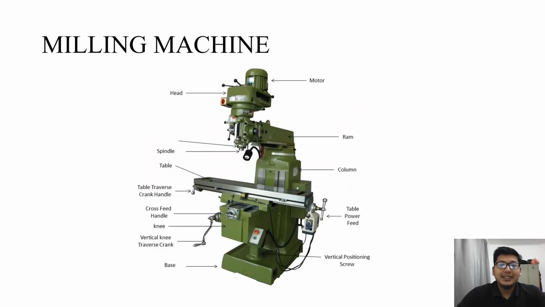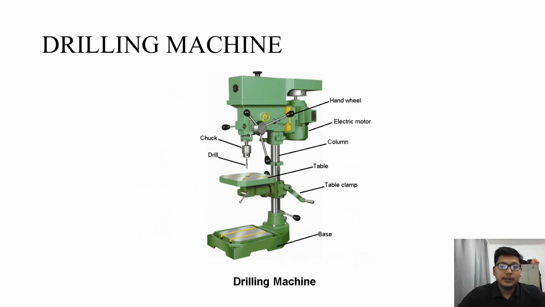Next is a milling machine. We start from the motor, then to the ram, column, table power feed, vertical positioning screw, base, vertical knee, transverse crank, knee, cross feed handle, table transverse crank handle, table, spindle, and the head. Next is the drilling machine. We start from the hand wheel, then there is an electric motor, column, the table clamp, the base, the drill, and the chuck.